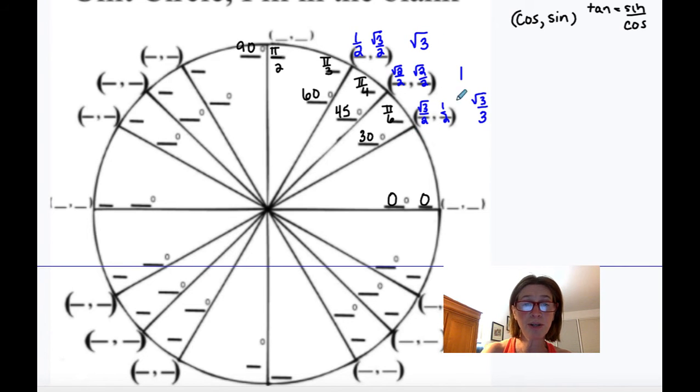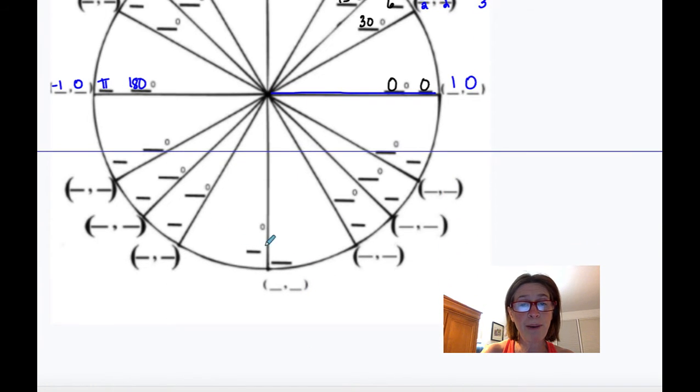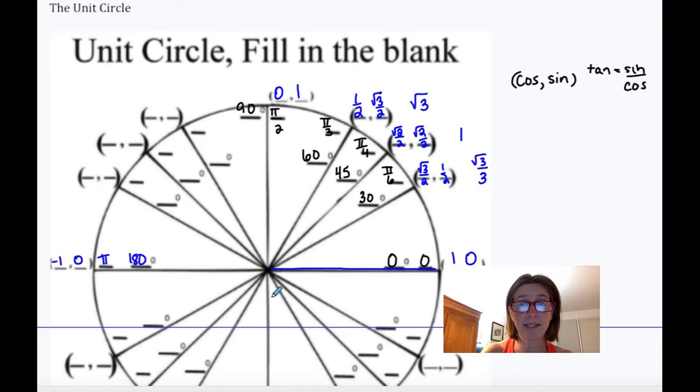Okay, let's put in our quadrantals. Quadrantals are based on the fact that the unit circle has a radius of 1. So for example, this line would be 1, which would make this coordinate point 1, 0. The coordinate point here would be 0, 1. All the way over here at pi radians, or 180 degrees, would be negative 1, 0. And then all the way down here at 3 pi over 2 radians, or 270 degrees, would be 0, negative 1.